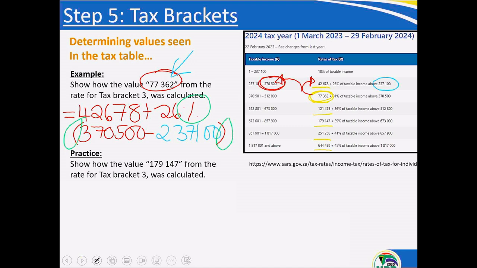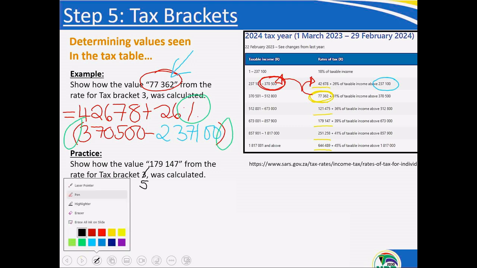Show how the value 179,147 from the rate for tax bracket 3 was calculated. So, with that question, there is an error, unfortunately. It is actually tax bracket 5. So we'll cross that out and we'll say tax bracket 5.